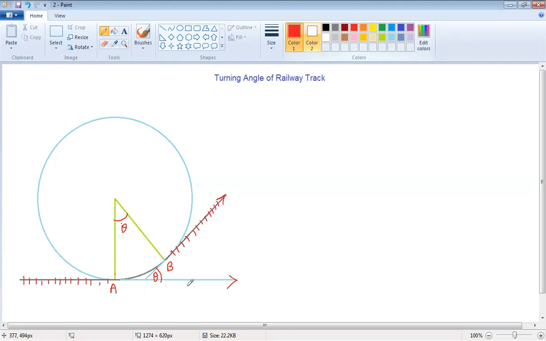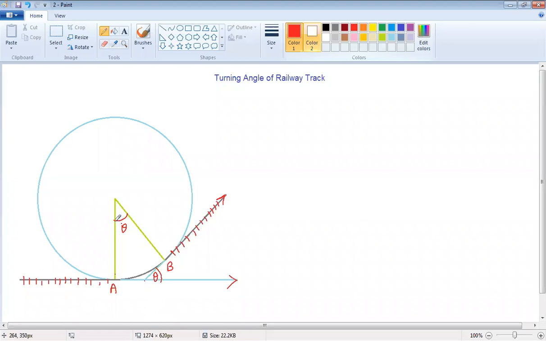So the angle of turning is how much? If the track would have gone straight in this direction, and if the track now has gone in this direction finally, how much angle it has turned through? If we produce this line back, and this is the angle theta, which is the angle made between the initial direction of the track and the final direction of the track. That is, this is the turning angle of the railway track.